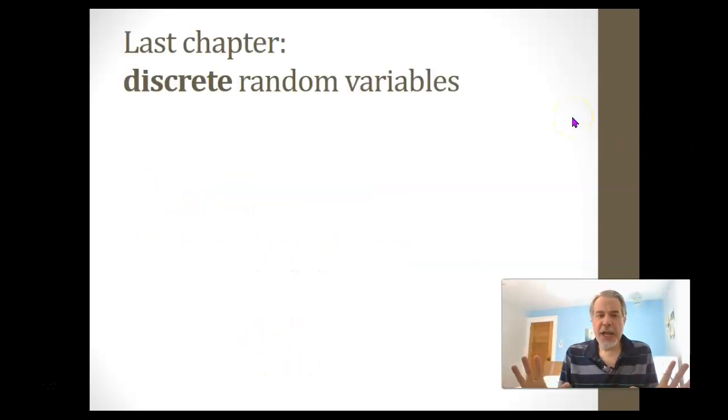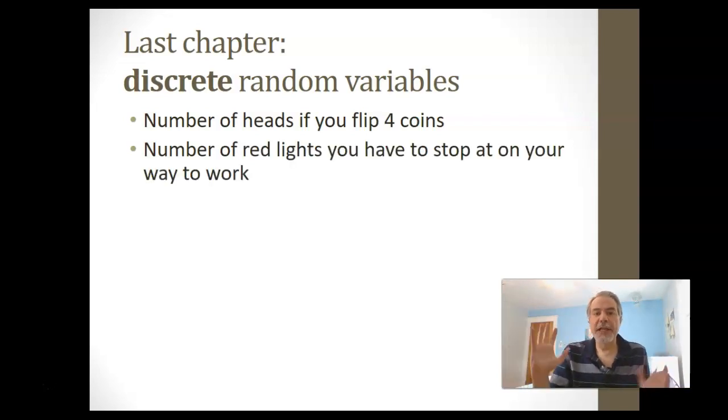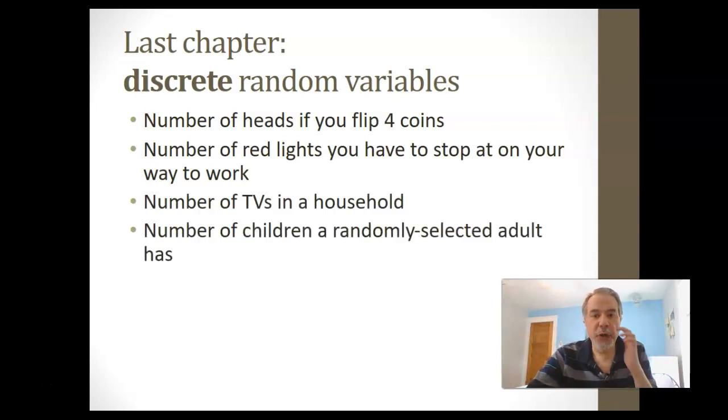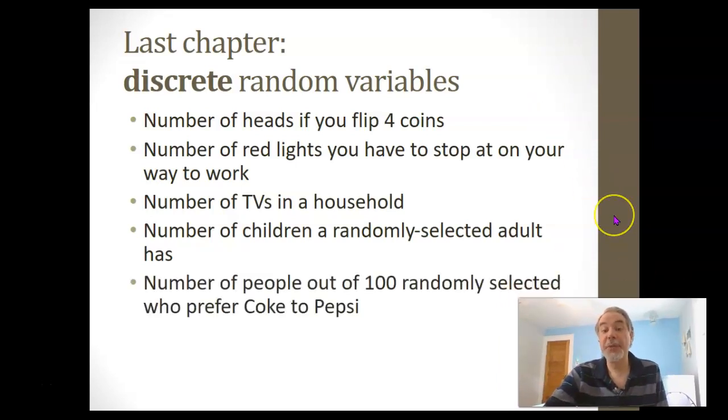So, in the last chapter, we were talking about probability distributions and random variables, and we focused on discrete random variables, like the number of heads that come up if you flip 4 coins, or the number of red lights you have to stop at on your way to work, or the number of TVs in a household, or the number of children a randomly selected adult has, or the number of people out of 100 randomly selected people who prefer Coke to Pepsi. So these are all examples of discrete variables because they count how many of something there are. And it has to be a whole number, and because of that we can list all the possible values.